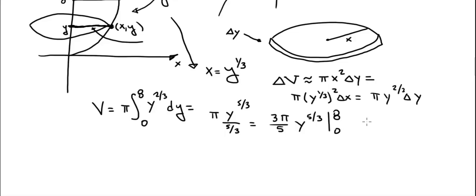If we plug in 0, we get 0. So plugging in 8, first we take its cube root. The cube root of 8 is 2. Then we take the 2, raise it to the 5th power, that is 32. 32 times 3 is 96, so the answer is 96 pi divided by 5 units cubed is the volume of this solid of revolution.